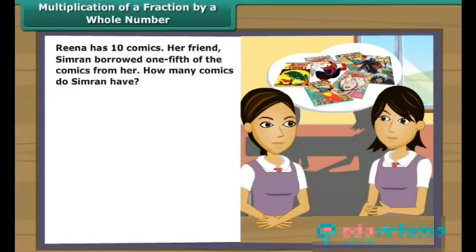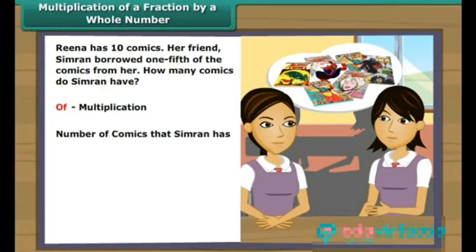Multiplication of a fraction by a whole number. Reena has 10 comics. Her friend Simran borrowed 1/5 of the comics from her. How many comics does Simran have? Friends, remember, of means multiplication. Thus Simran has 1/5 of 10 comics, which means 1 upon 5 multiplied by 10, which is equal to 2. This means Simran has 2 comics.